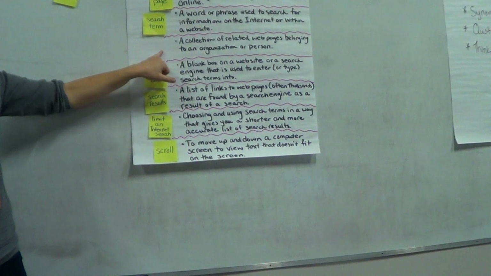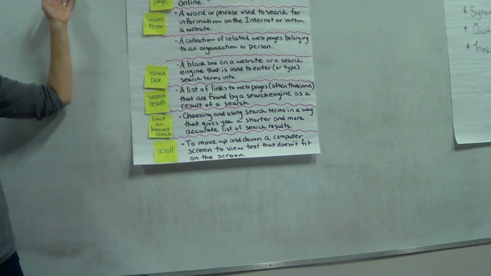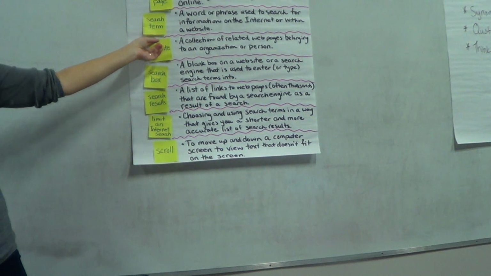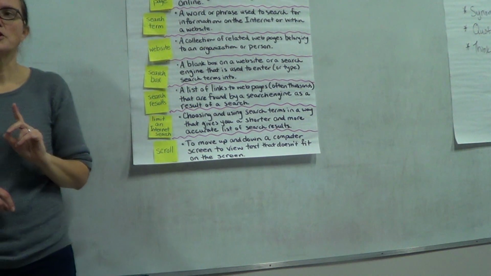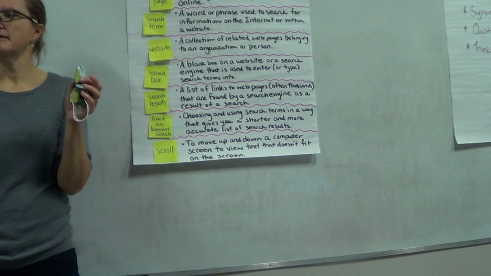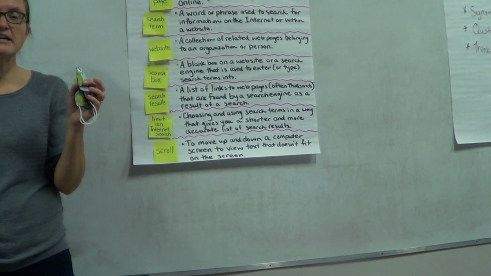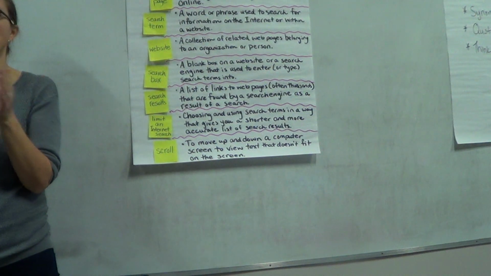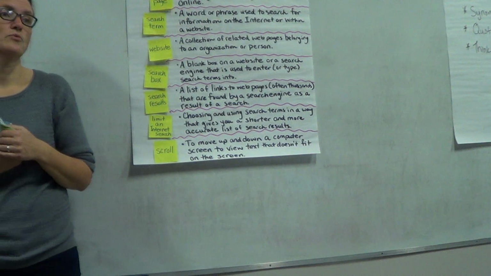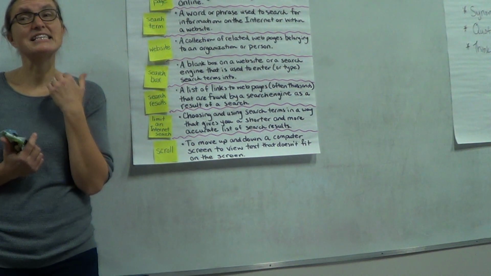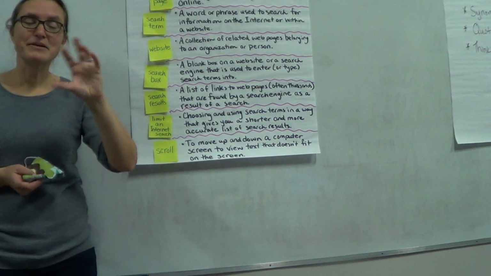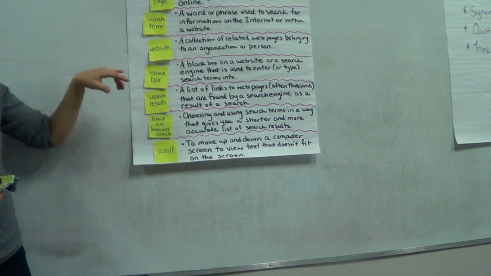A collection of related web pages belonging to an organization or a person. That's your website. So when you go to the Regional Connections website, you can view many different web pages. So think of it that way. The website is like your book. The page is one page within that website. Does that make sense? It's a little confusing because people use them interchangeably. They use website, web page, myself included, which can be kind of confusing.